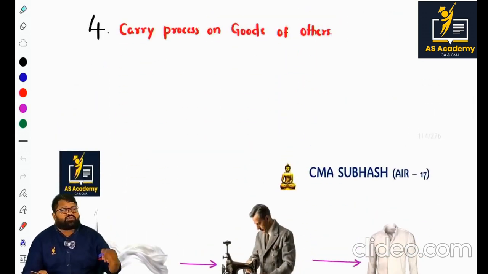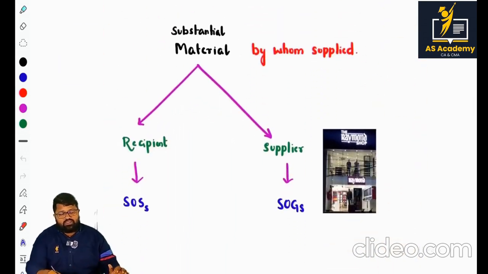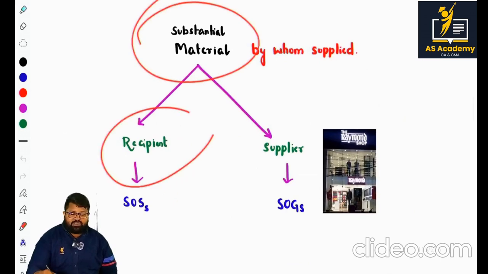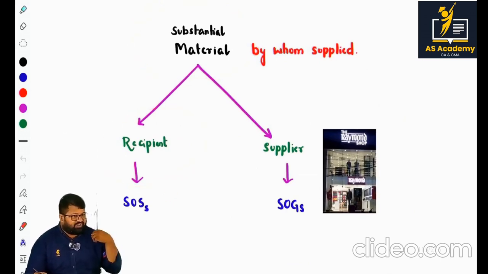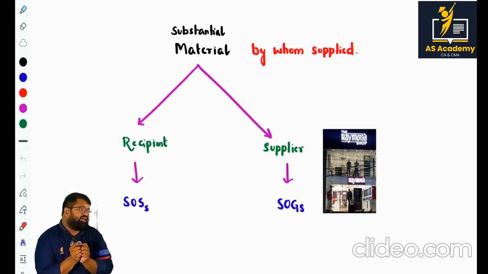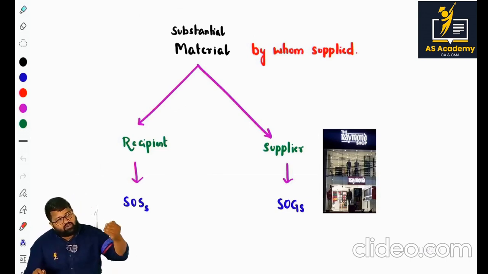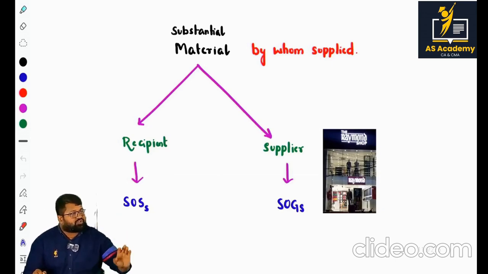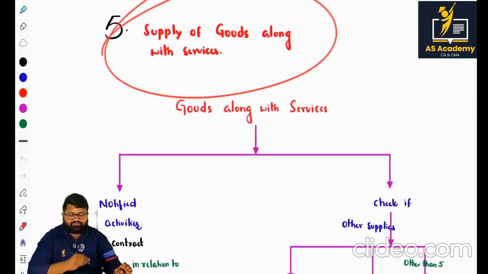Carrying out a process on the goods of others. Here, what is the most important? Substantial material is supplied by the recipient. Sir, for example, I gave cloth to a tailor and he is stitching it. So here, material is supplied by me. So he is doing some work like stitching and all, then it is service. But if he is supplying the goods and also stitching it, then it is supply of goods. Next, what about the next one?